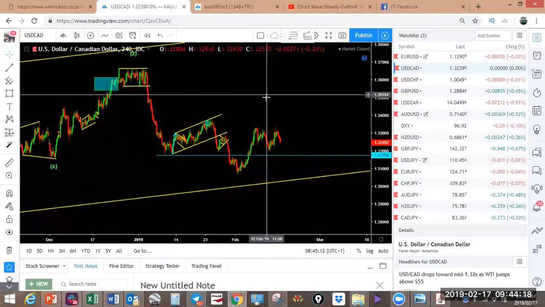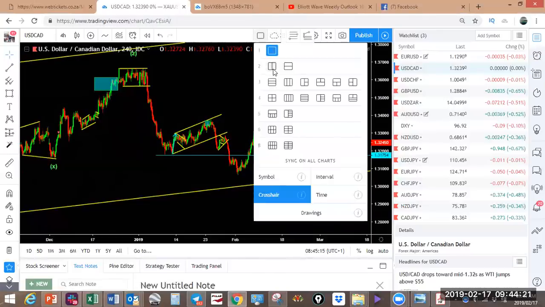So let's look at oil at the same time with this. Let's bring two charts up so we can see the structure here.